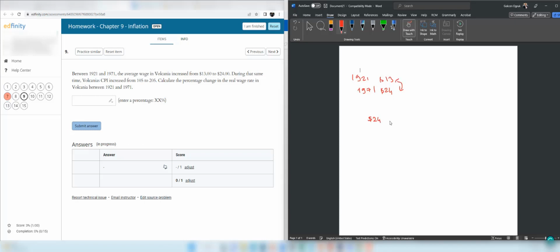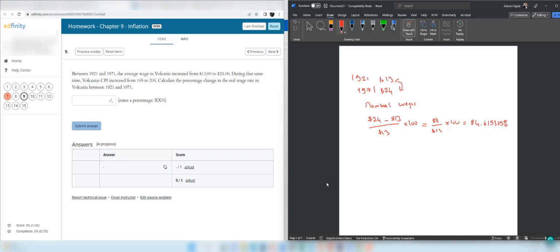Therefore, 24 minus 13 divided by 13 times 100 is going to tell you the percentage growth in the nominal wage, which is equal to $11 divided by $13 times 100. That's equal to close to 84.62%, but I'm going to write all the decimals in case we need them: 84.615385%. Okay, this is the nominal wage growth, as I said. So nominal wages increase by almost 84.6% over this period of time.